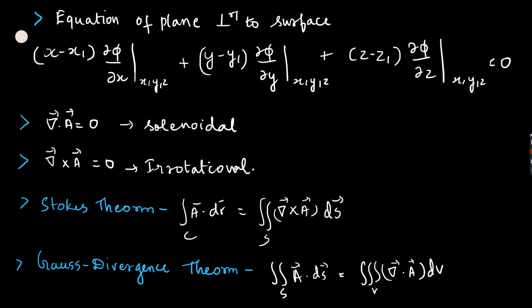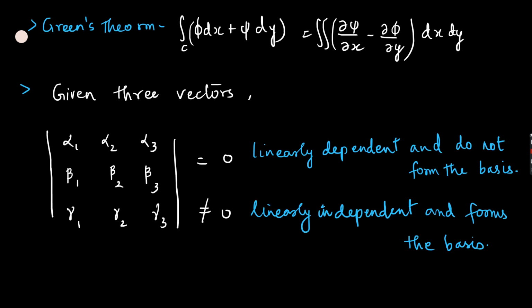Gauss divergence theorem is converting surface to volume by using this formula. And here Stokes theorem is applicable for only open surfaces, whereas Gauss divergence theorem is applicable only for closed surfaces. Next is the Green's theorem, which is going to be helpful for you. Like if you have a form of this type, then you can equate it using this, and fine.